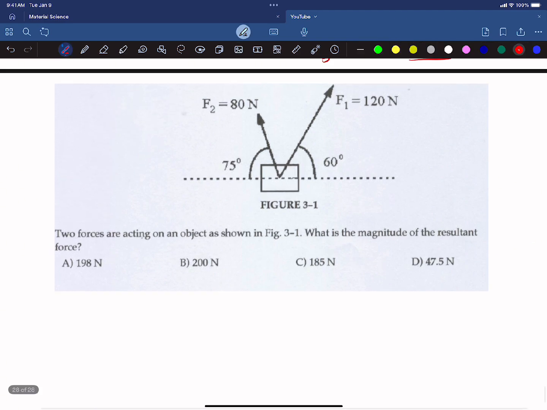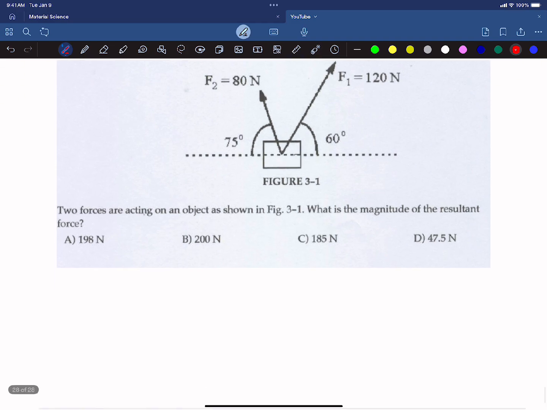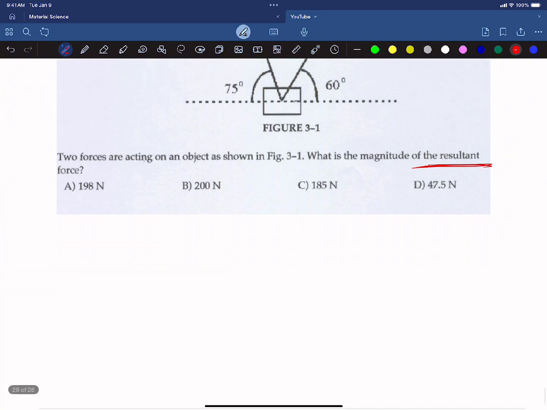Two forces are acting on an object as shown in the figure. F1 is acting in this direction, F2 is acting in this direction, making an angle of 60 degrees with the positive x-axis, and making a 75 degree angle with the negative x-axis. What is the magnitude of the resultant force? So basically you just need to add F1 and F2 in order to find the resultant force.